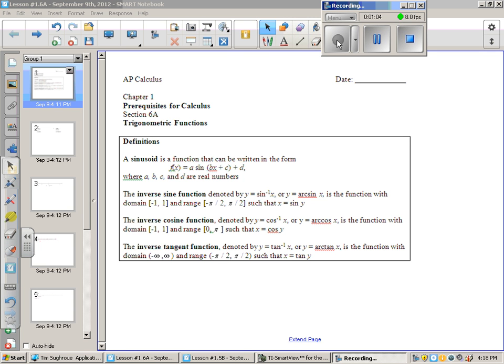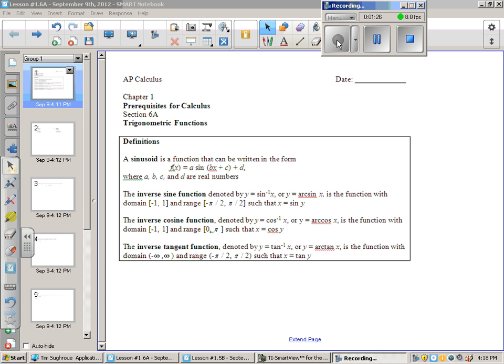But to start out with, we definitely need to be able to understand how some of these graphs look. So the first definitions that we have are a definition of a sinusoid. And you do need to realize that these things are called sinusoids when we're looking at the picture of sine and cosine functions. A sinusoid is a function that can be written in the form f of x equals a times sine of bx plus c, plus d, where a, b, c, and d are real numbers.